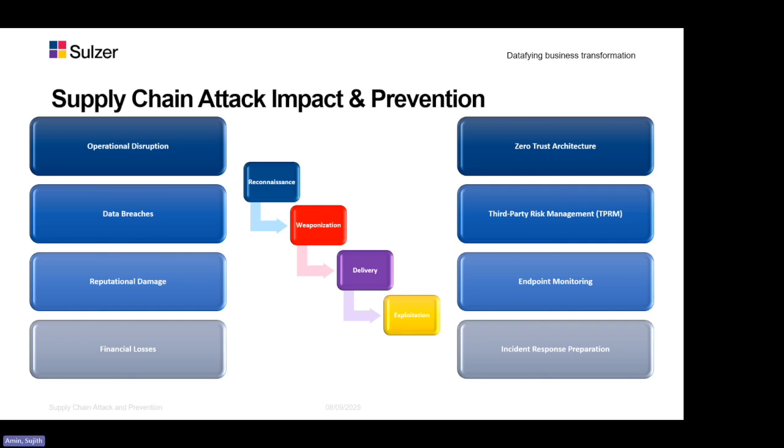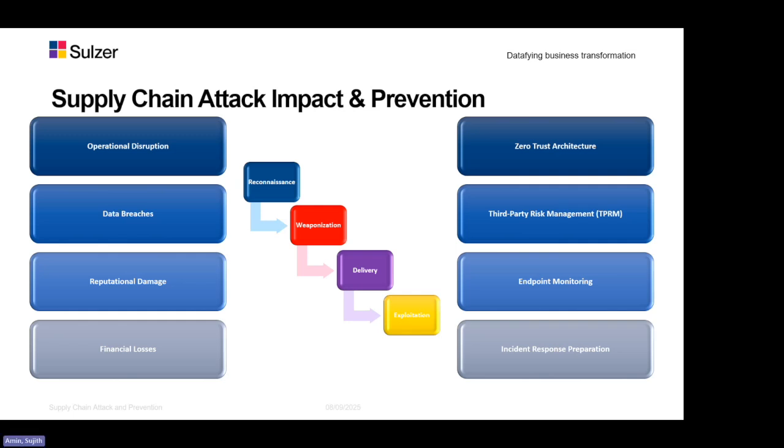Now we can discuss the steps involved in a supply chain attack. There are four steps. The first one is reconnaissance. Reconnaissance is the first stage of the attack, in which the attacker researches and identifies the weak points in a supply chain to target. Their objective is to locate vulnerable third-party vendors, contractors, or software providers connected to the primary target.